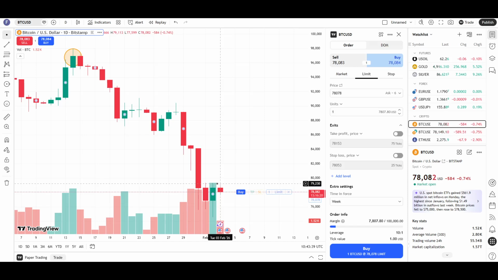That's it. You've connected your prop firm to TradingView, and you're ready to trade directly from your chart with confidence.